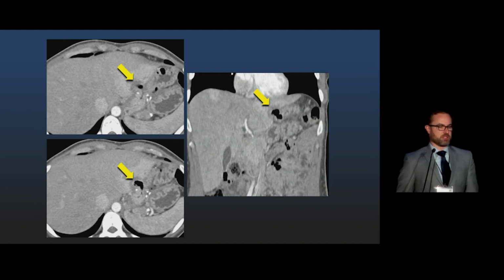This is a diagnosis mentioned by Dr. Yu in our first lecture. This is a patient with a gastric bypass anatomy with a gastrojejunostomy. And notice at the staple line, there's a focal outpouching, projecting into the left hemiliver.